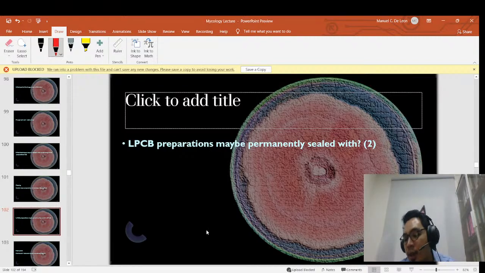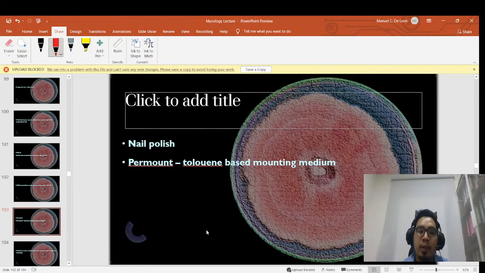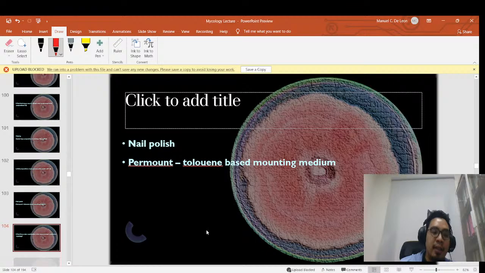But in the case of microbial samples, we use toluene based ones. All right. So you use Permount, and of course, the most practical one would probably be nail polish. All right, so toluene based. Please remember toluene based. I don't know if it was asked in the board exam, but I'm pretty sure the silane based question was asked in the histopathology and histopathologic techniques board exam in the Philippines.